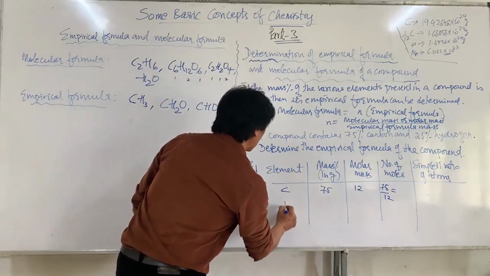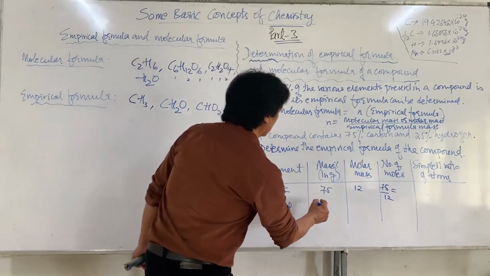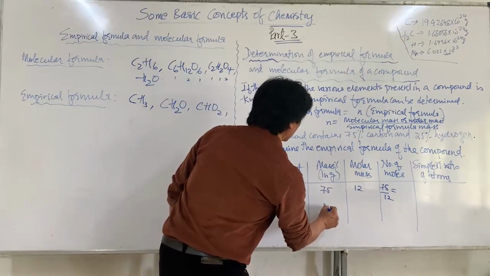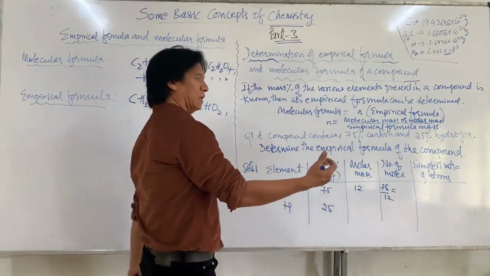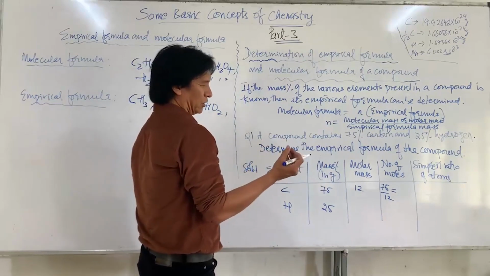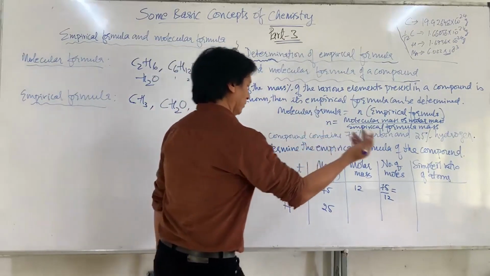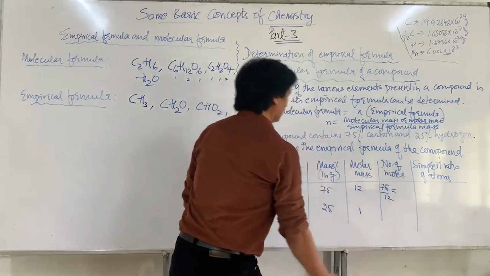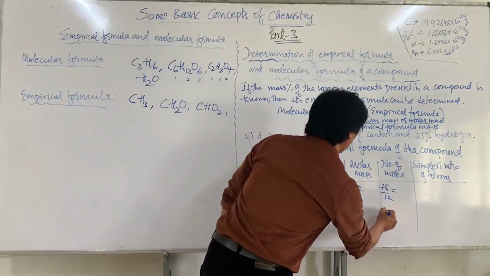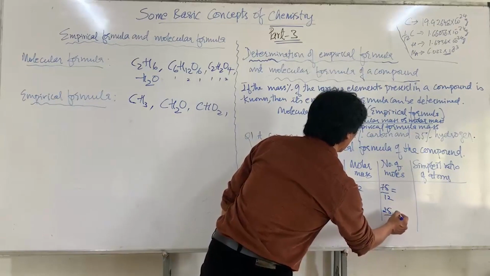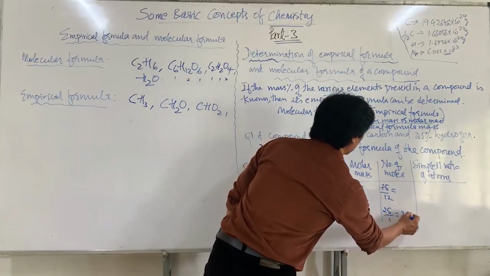The next one is hydrogen. It is 25%, so it is 25 grams. And you know that the molar mass of hydrogen, if you know the atomic mass of hydrogen, it is 1. When you express it in terms of grams, it becomes the molar mass. And then the number of moles here is 25 divided by 1, it is 25 itself.